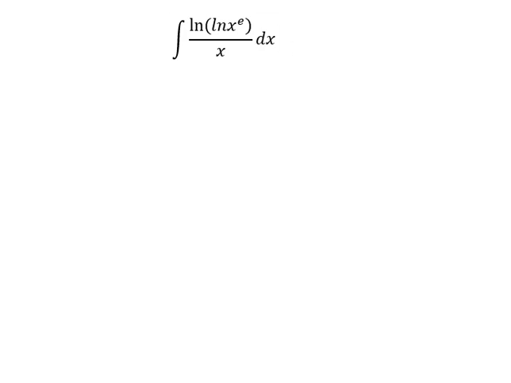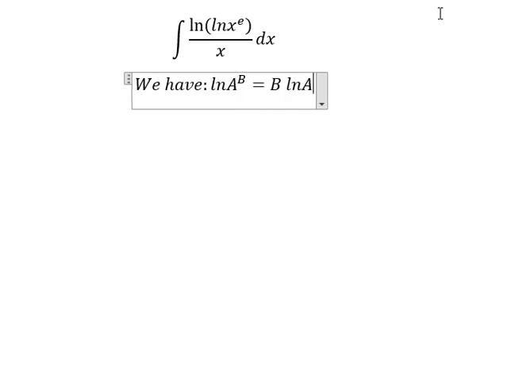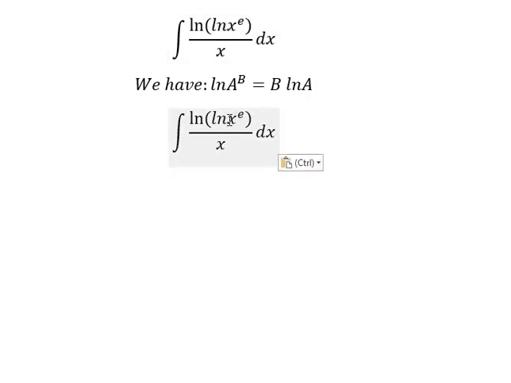We have the formula in here: ln(a^b) equals b ln a. So this one that is about capital A, this one that is about capital B, so this one we transform into this one.